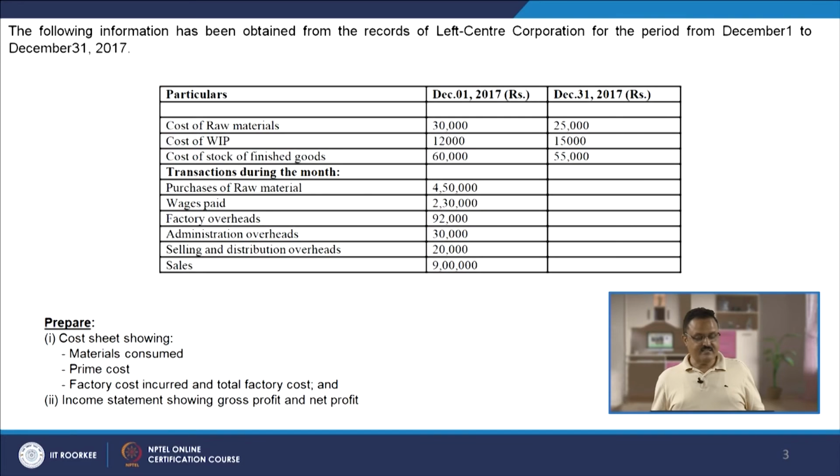So, what is the problem given to us? Here the problem is: the following information has been obtained from the records of the Left Center Corporation for the period from December 1 to December 31, 2017, this is only for 1 month. You are given the information about the opening stock, closing stock and the other particulars, right. So, now if you take this information into account, what you have to take here is the cost of raw material. After adjusting the raw material, then WIP, then finished goods, all the 3 stocks, and adding the further information, you will arrive at the total cost of production, right.